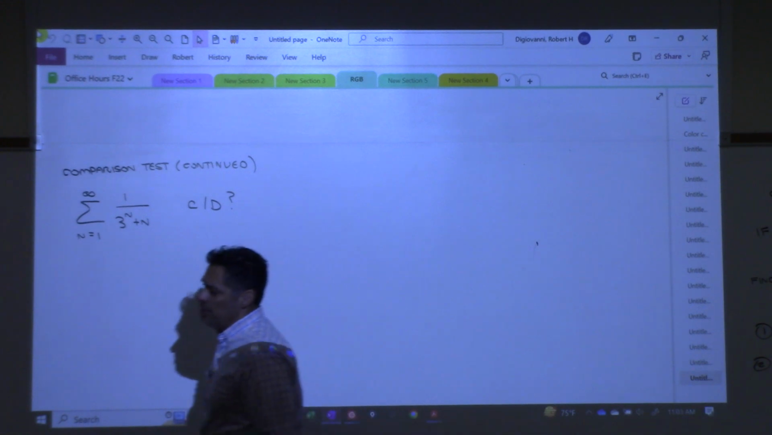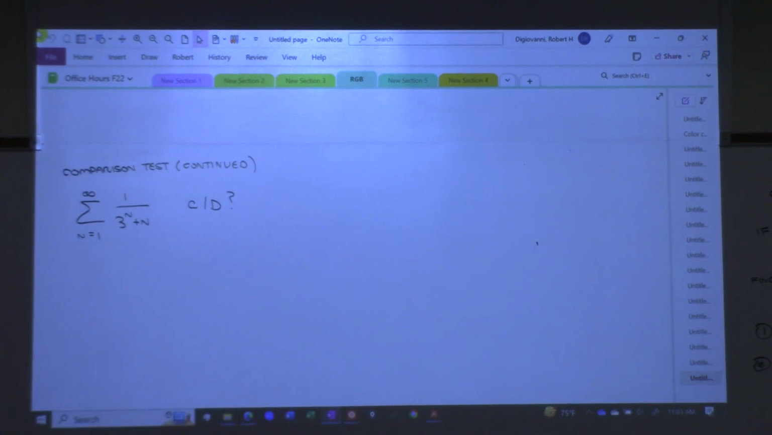So here's an example. We're going to go through these 3 examples, and then we'll hold off on this one, and then I'm going to show you a new test. We're going to go through these 3 examples again using the new test, and then we'll go after that one. All right, so when we look at this here, let's just run through things.